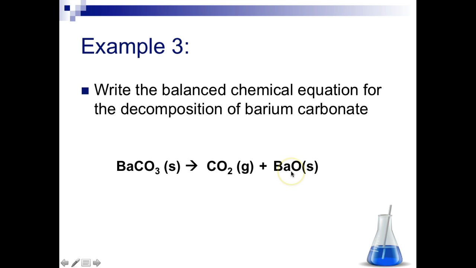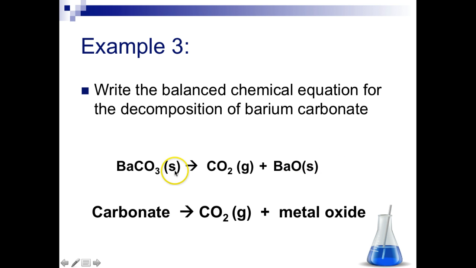So now we have to check and make sure we're balanced. We have 1 Ba on the left, we have 1 Ba on the right. We're balanced with Ba's. We have 1 C on the left, we have 1 C on the right, so that's balanced. We have 3 oxygens on the left, we have 3 oxygens on the right, so that is balanced. And that follows the formula for a carbonate decomposition. The carbonate breaks into CO2 gas plus a metal oxide. So that is right. So that one is finished, and it is also balanced.